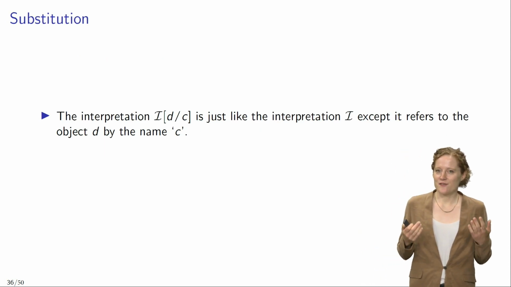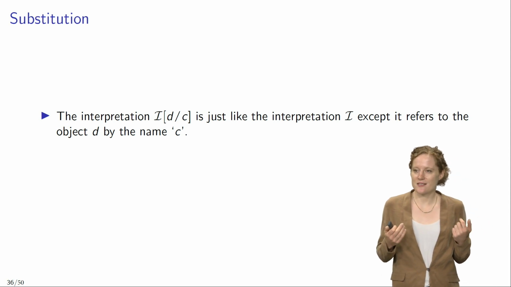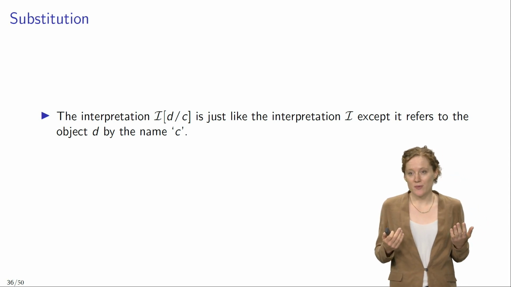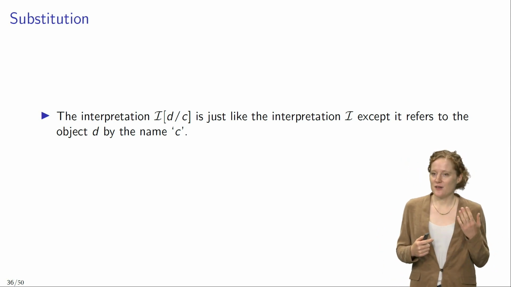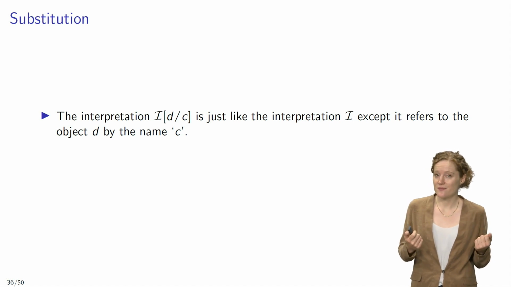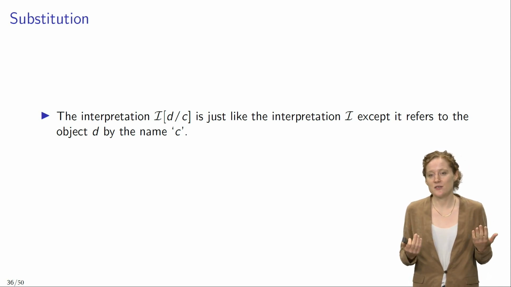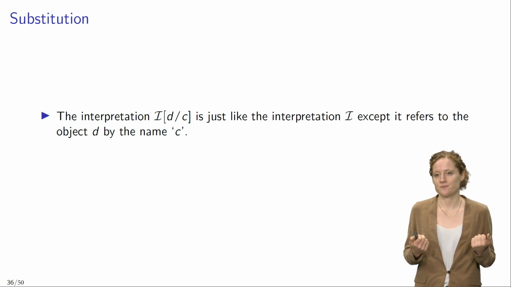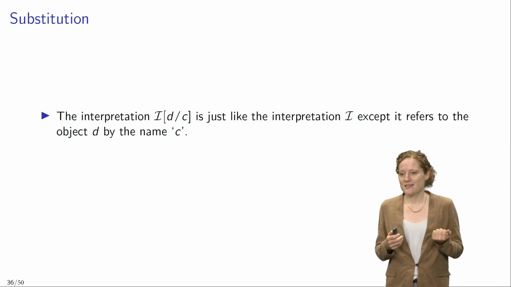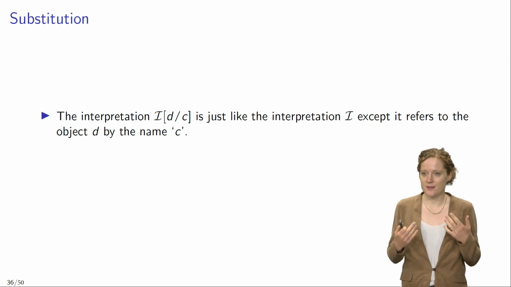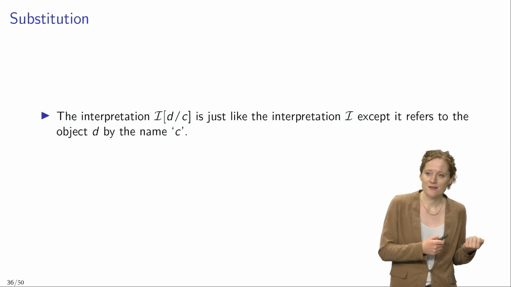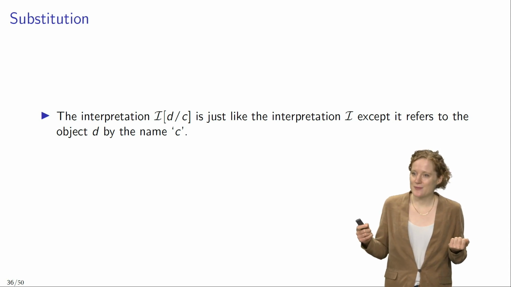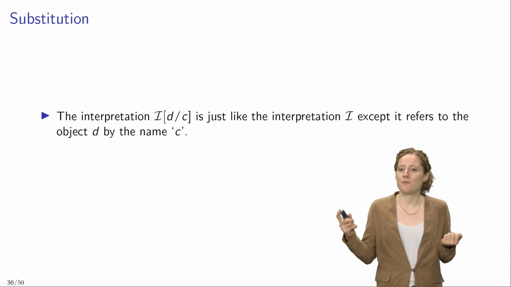Now, the definition of the truth of quantified sentences on an interpretation is more complicated and we need to approach it in several steps. So first I'm going to introduce a new concept, the concept of a substitution instance of an interpretation. So let's start with an interpretation I. Let's suppose we have an interpretation I. Now, the interpretation I[D/C] is just like the interpretation I, except that it refers to the object D by the name C.